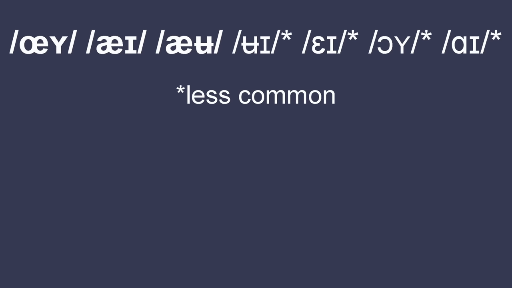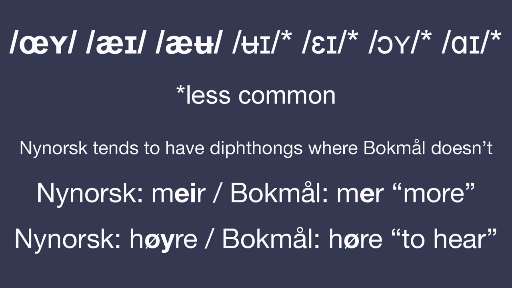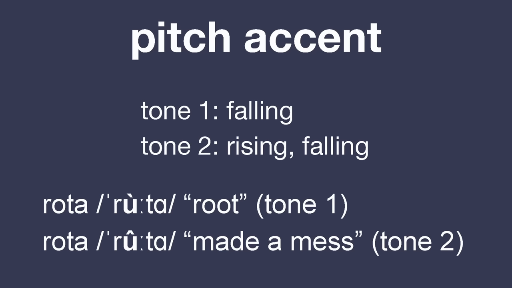Norwegian's diphthongs stand out. There is O, I, O, U, A, O, and I. And Nynorsk tends to preserve diphthongs that are otherwise monophthongs in Bokmål. Norwegian also has pitch accent, and works similarly to Swedish.